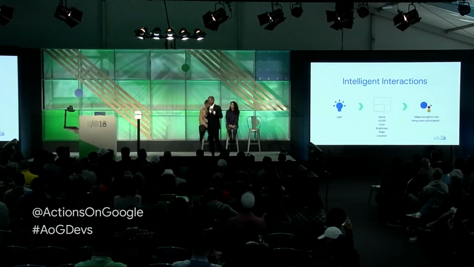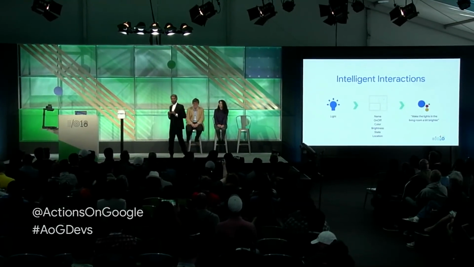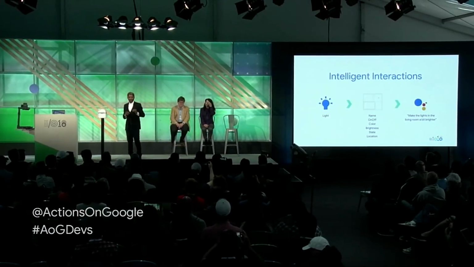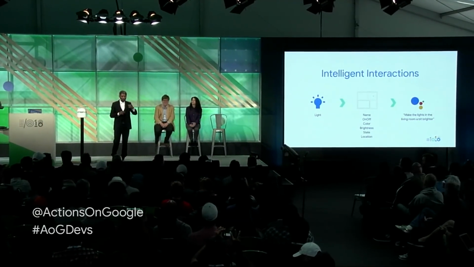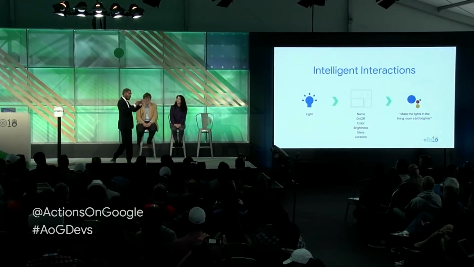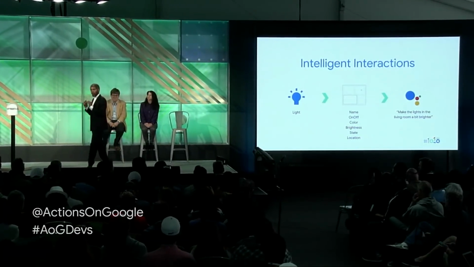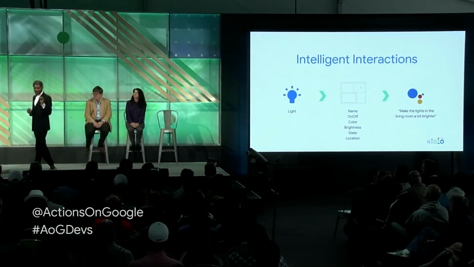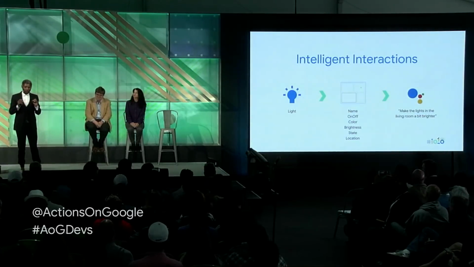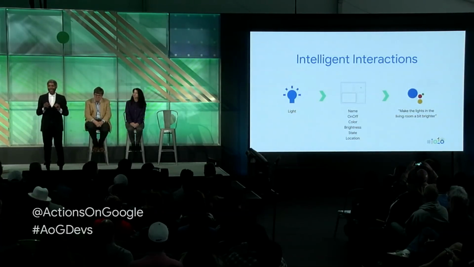What we want to understand about that light is a little bit different. We want to know, what's the name of that light? What traits does it have? Does it support on-off? Does it support color, brightness, state? And where's its location? Because that allows us to take the right action when a user says, dim the lights in the living room a little bit, or make the lights in the living room brighter. Because what we're doing is we're going back to that home graph and we're saying, what's the name of that light? Where is it located?